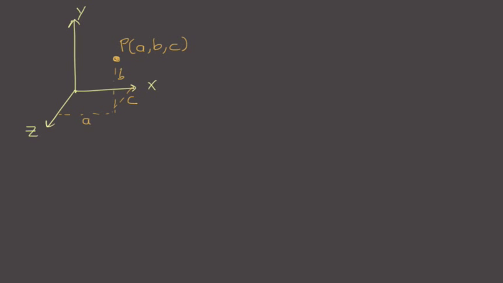So that's the way that we'll define the three-dimensional coordinate system, and then we can talk about a vector starting at the origin and going to some point P like this. And usually we'll write a vector as a letter with a little vector arrow above it.